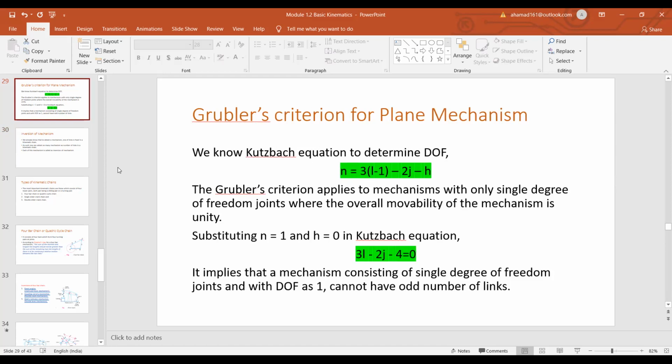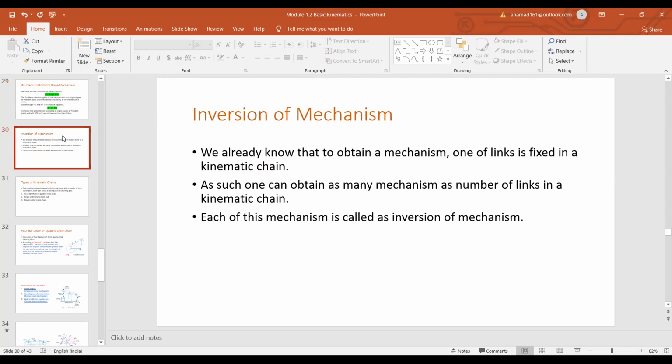Okay. So, am I audible? Yes, sir. Okay. Next topic. Since this topic we have seen the Grubler's criteria for plane mechanisms. Now let us move to the next one. That is, what do you mean by inversion of mechanism?